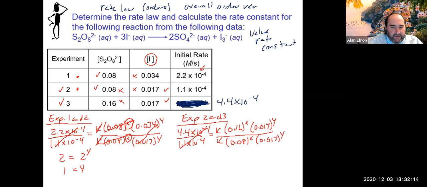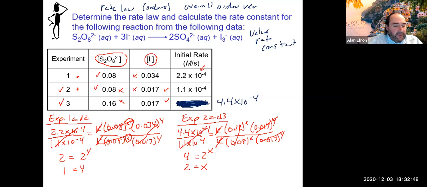Again, if we do some dividing, that's going to be 4. Again, our k's will cancel. We do some dividing here, that should be 2 to the x. And again, this one should cancel out. Again, you could probably easily see, since we put the larger numbers on top, we've got some nice whole numbers here. X is going to equal 2 in this case. So it is actually second order with respect to our S2O8 2 minus. Any questions on that part?